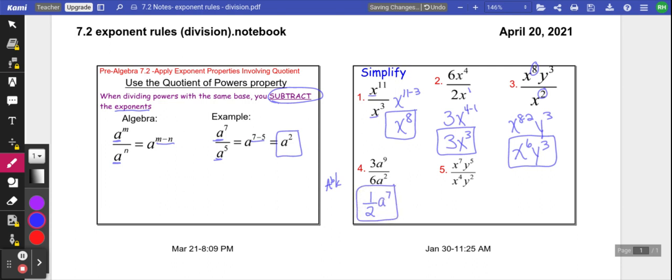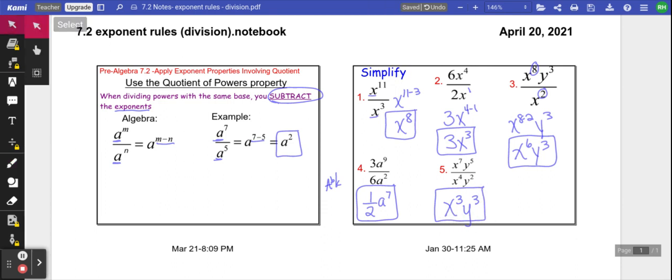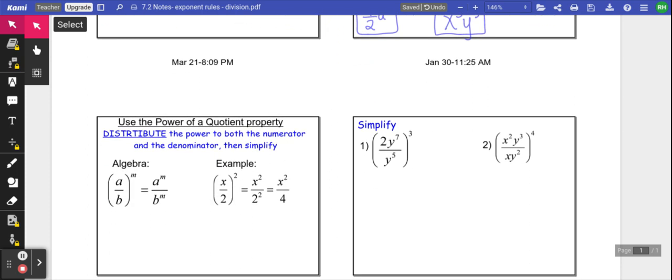Okay, and this one has two variables, top and bottom, so we're going to subtract both. X's would be 7 minus 4, so that would be x to the 3rd. And y's would be 5 minus 2, so that would be y to the 3rd as well. Okay, pretty simple. Again, just the opposite of what we've been doing.